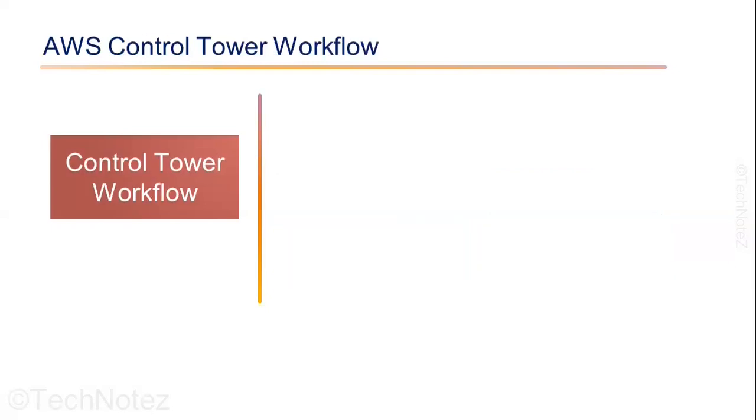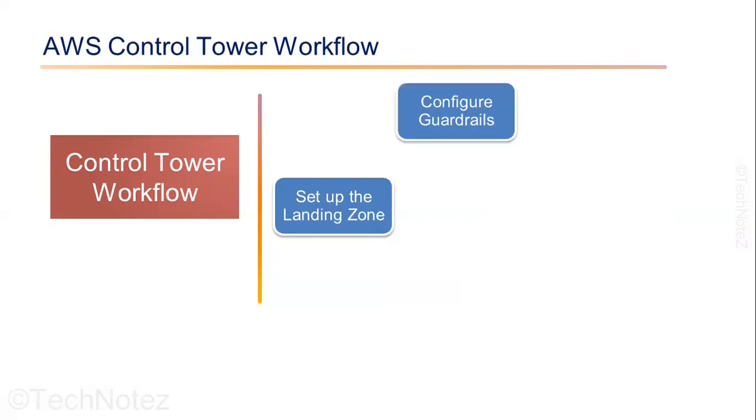The AWS Control Tower workflow can be broken down into the following steps. Setting up the landing zone. The landing zone is set up using the CloudFormation template provided by AWS. This creates the foundational account and resources necessary for the landing zone. Configure guardrails. Guardrails are configured to enforce security and compliance policies across all accounts in the landing zone. These policies can be customized to fit an organization's specific needs.